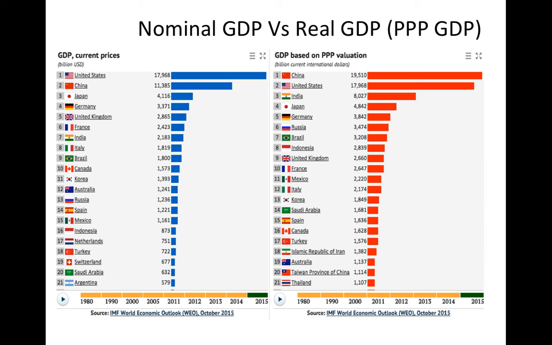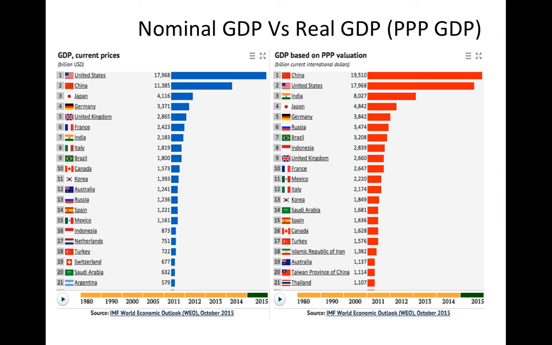Also, you observe here, India stands in seventh place on the left side, whereas on the right side it has gone to third position, and the difference is very huge. Here it is 2183 billion dollars, whereas GDP based on PPP valuation it is $8,027 billion.